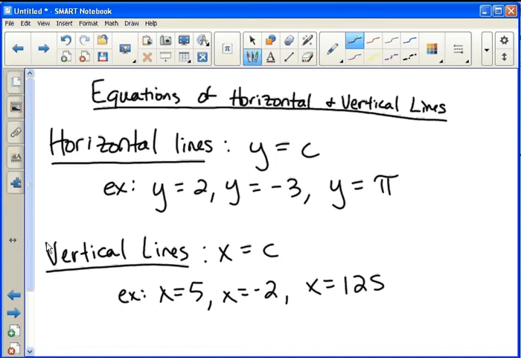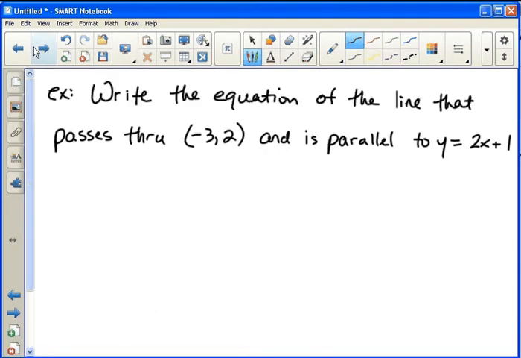Okay, the other thing we need to cover is how to write an equation of a line if you're given a point and another line that you're parallel to. The two things you must have for the equation of a line are a slope and a point. Now here they give you the point very explicitly, it's obvious. Now they give you information to help you find the slope, because if you remember, if two lines are parallel, then they have the same slope.